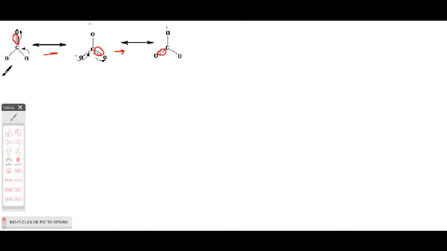Still, it's the same thing, nothing changes. They are all the same because of the resonance structures. It means the double bond can rotate and nothing happens.